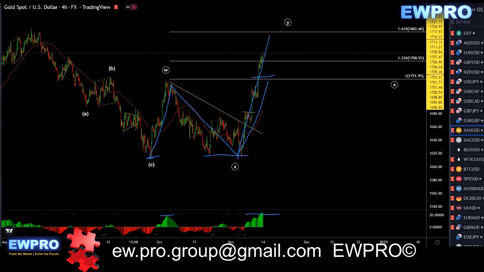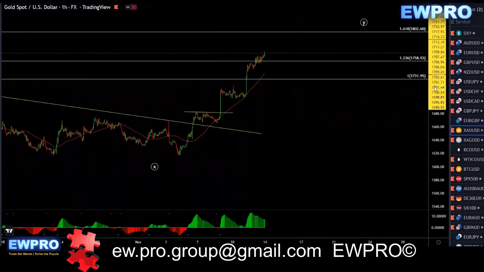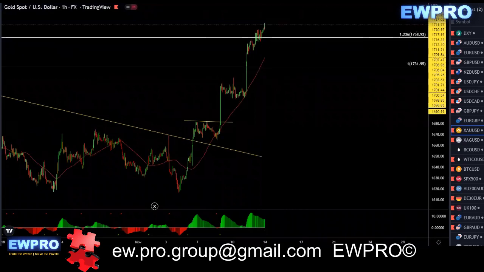So again, on the H1, if you get any flags, you can trade the flags. If you get a little flag, you can trade the flags, but they're really only scalps. We got a WX. We'll be coming to the end of wave Y soon, and I'll be more interested in waiting for an X2 and then looking to trade that Z up.